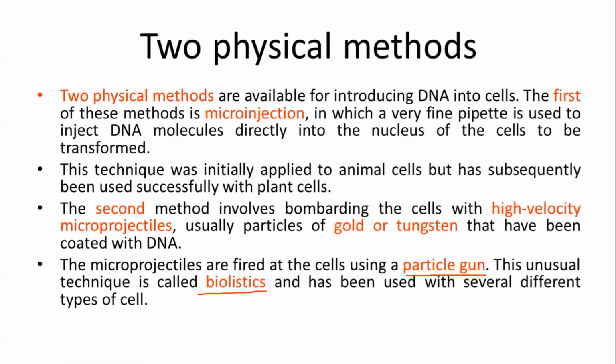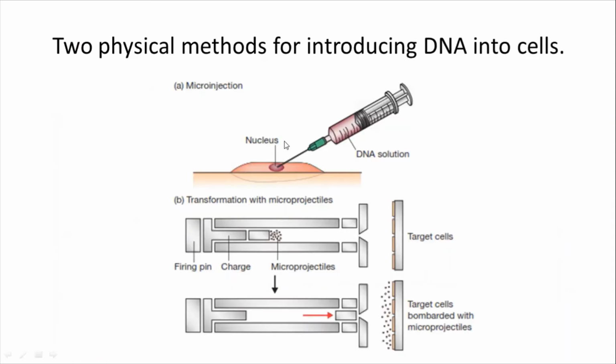And one more technique is microinjection. Highly advanced physical methods are available for introducing DNA into the cell. The first one is microinjection, a very interesting technique. This technique is widely used for transfer of genes into an embryo or zygote. Sometimes it may be employed for transfer of genes into plant cells also, but it is mostly used for transfer of genes to embryos.